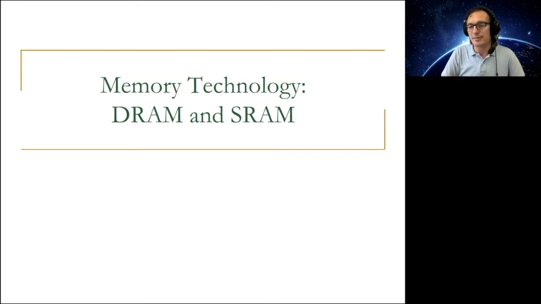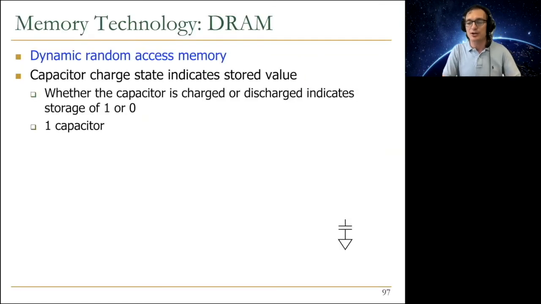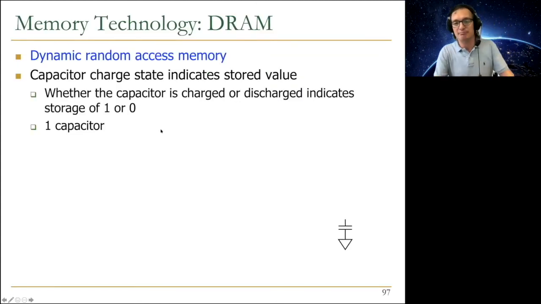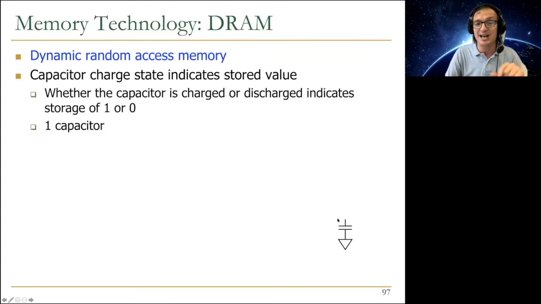Okay, so memory technology. We already discussed DRAM and SRAM, but I'm going to go into a little bit more detail and then introduce phase change memory as well. So DRAM clearly is one of the cheapest main memory technologies. Capacitor charge state indicates stored value. Whether the capacitor is charged or discharged indicates storage of 1 or 0. You can encode it either way. And essentially, your storage device is very simple. It's just one capacitor. That's why this is very dense and low cost.